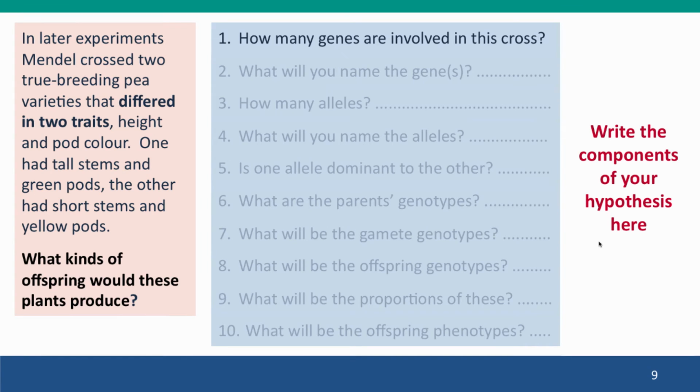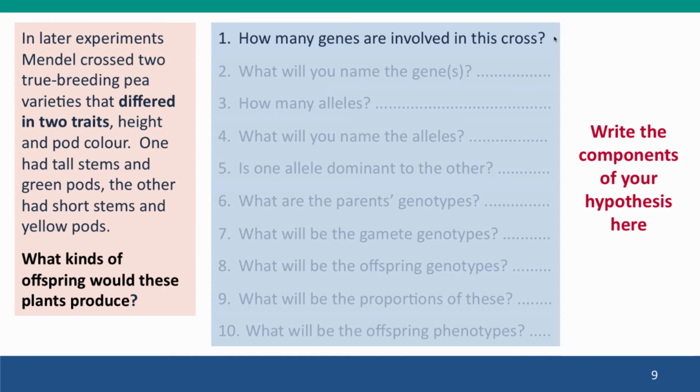So now let's summarize the thinking steps you need to go through to figure out what's going on in a cross. To illustrate it, we'll consider a cross that Mendel did later, where he took P varieties that differed in two traits. They differed in height, some were tall and some were short, and in pod color. Some had green pods and some had yellow pods. So, what do you have to think about?